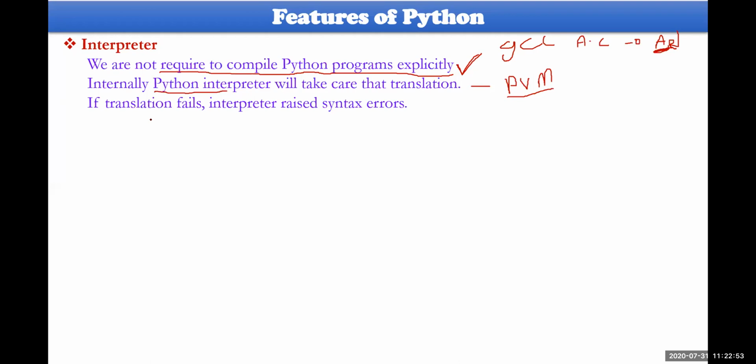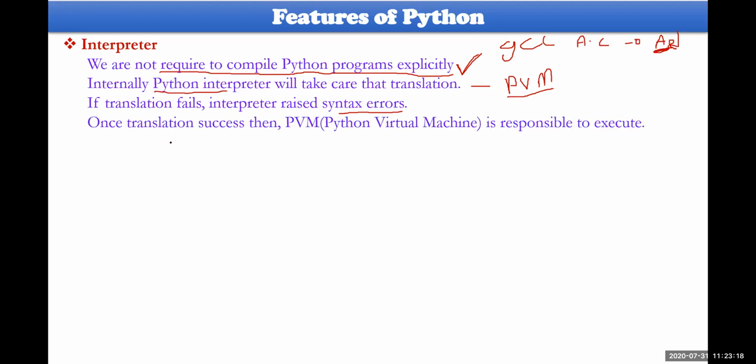Whereas in a compiler, the entire program is taken into consideration, so if syntax errors are there, the list of syntax errors will be listed out. I'll show you the difference from the next session onwards. Once the translation succeeds, the Python virtual machine, as I keep quoting, is responsible for executing your program. That is why it is an interpreter.